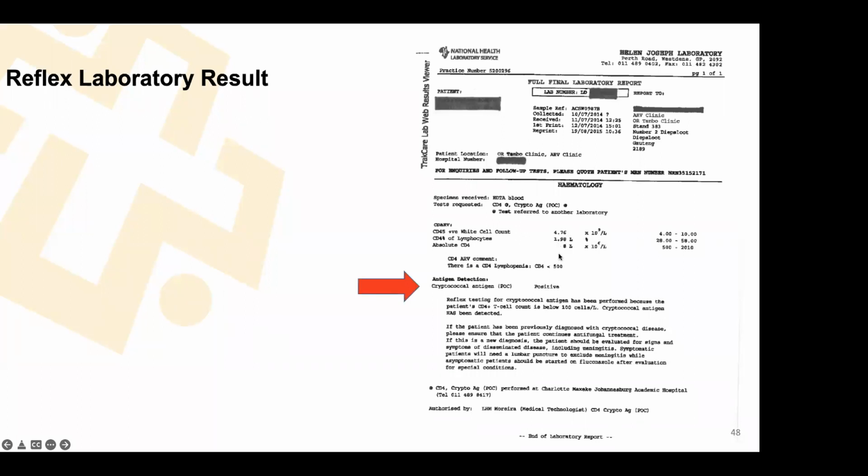And in the public sector, and now I hear some private labs as well, this is done as a reflex test. That means you only order your baseline CD4 count. The results, when they come back, if the CD4 count is less than 100, your crack antigen will be done automatically. It saddens me that sometimes we fail to trace these results.